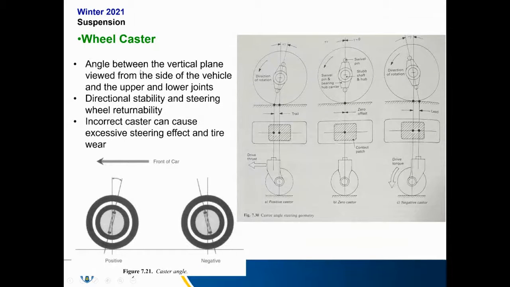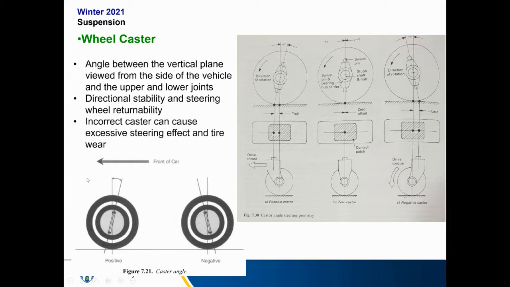Wheel caster. This is the angle between the vertical plane viewed from the side of the vehicle and the upper and lower joints. This impacts directional stability and also steering wheel returnability. Incorrect caster, though, can cause excessive steering effect, so when you go to turn the wheel, it's greater than you expect, and excessive tire wear.